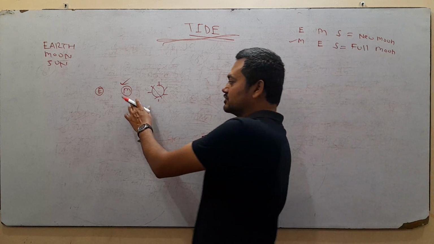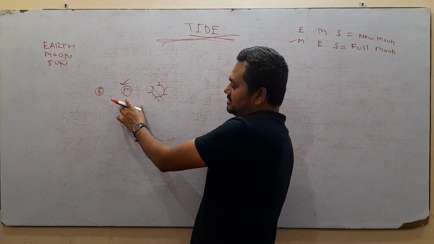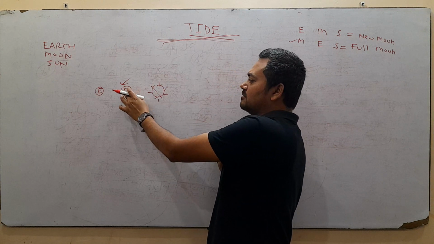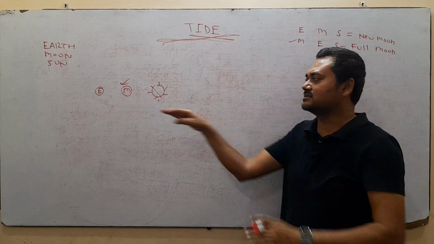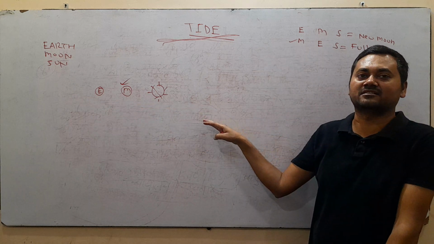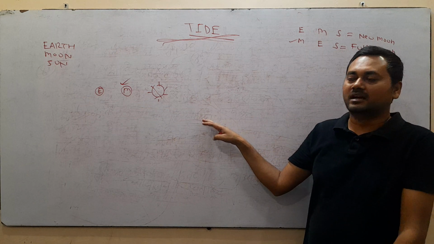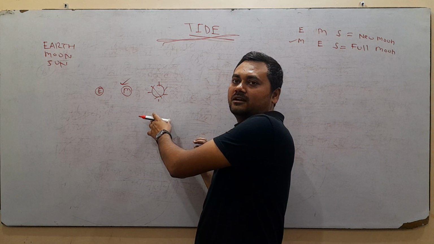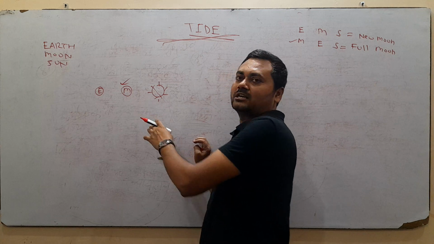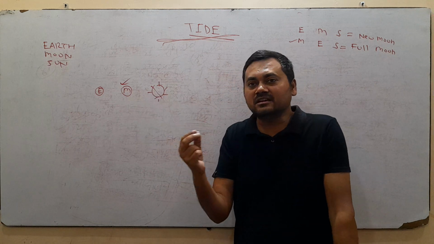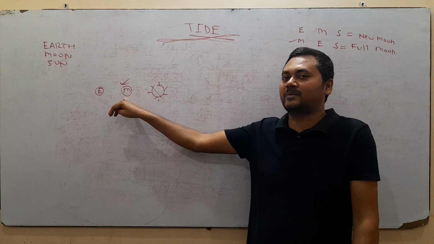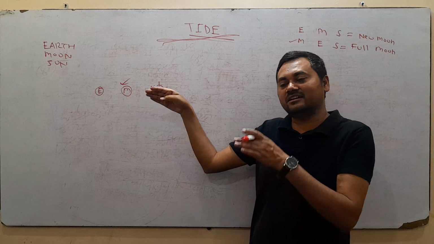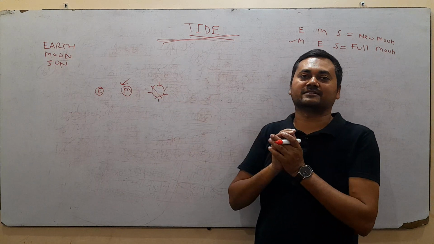So this is the first situation. In this situation, the sun, the moon, and the earth are all in a straight line. And since they are in a straight line, the gravitational force exerted by the moon and the gravitational force exerted by the sun will add together.